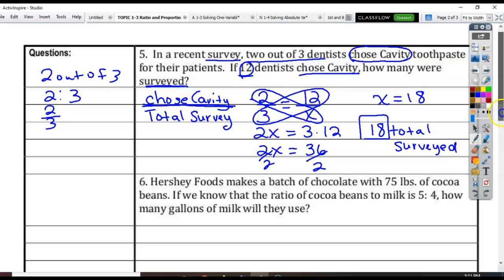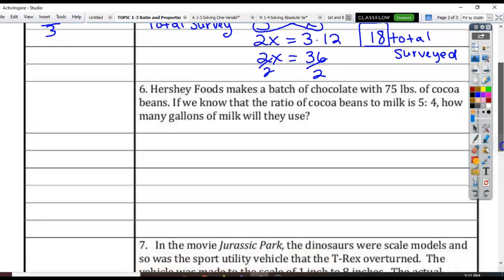All right, let's come over here and look at number 6. Okay, number 6, Hershey Foods makes a batch of chocolate with 75 pounds of cocoa beans. If we know the ratio of cocoa beans to milk, so I'm going to say cocoa beans over milk. So we know they already gave it to us in words. And then they're telling us it's 5 to 4.